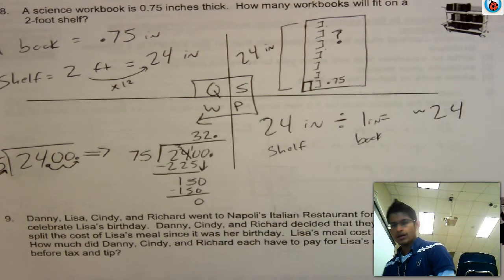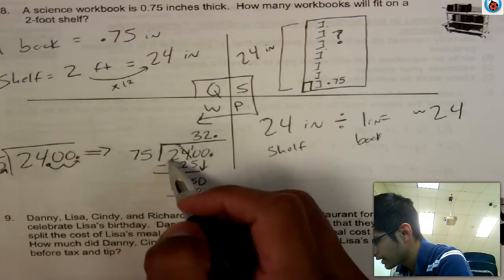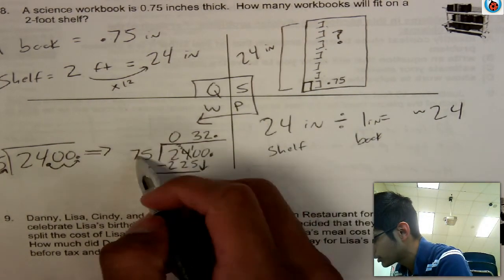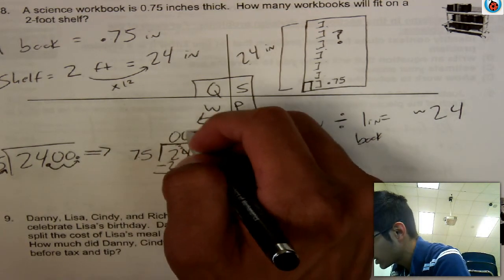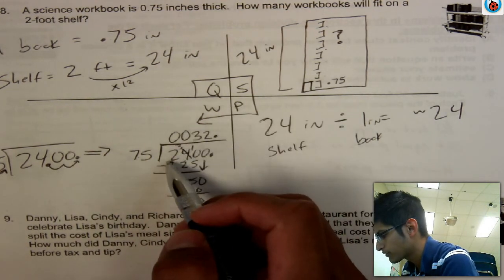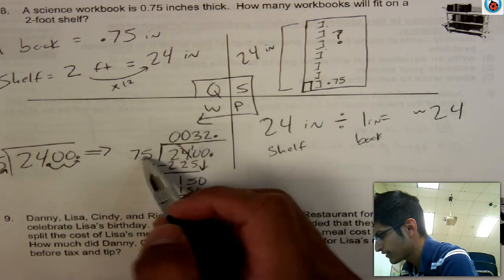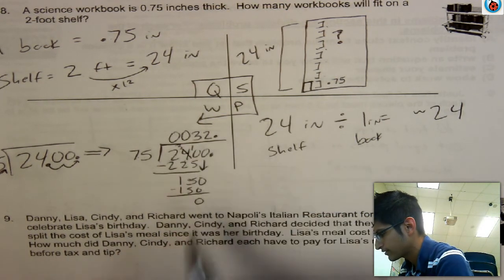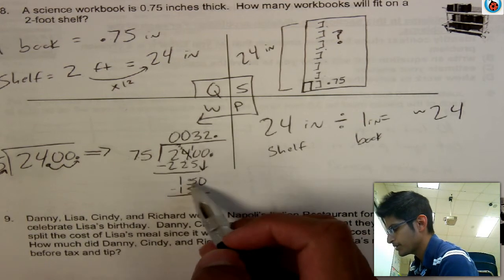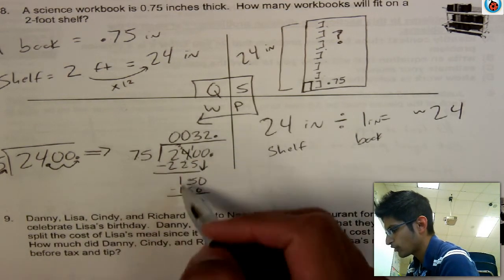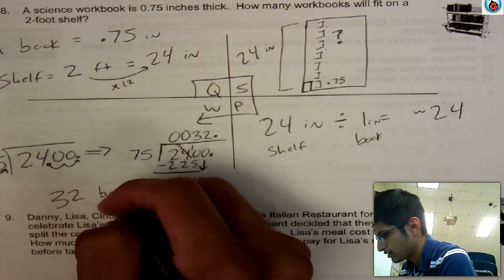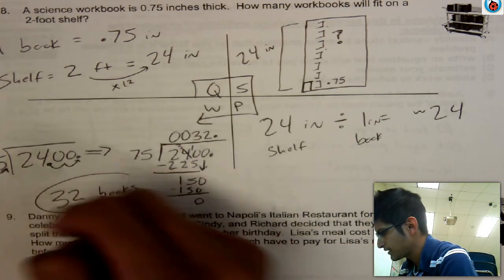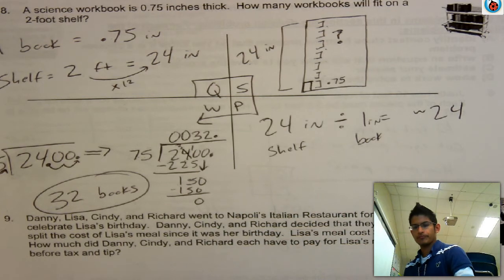Okay, so after dividing, I said that 75 cannot go into 2, 0 times. 75 can go into 24 0 times. And so 75 goes into 240 3 times. 75 times 3 is 225. I subtracted and I had 150. And then 75 times 2 is also 150. So my answer is 32 books will fit on the shelf. And that's pretty close to my prediction, which was 24.